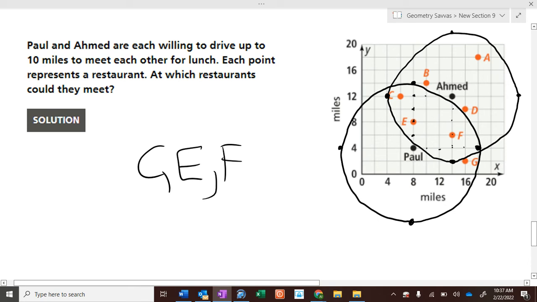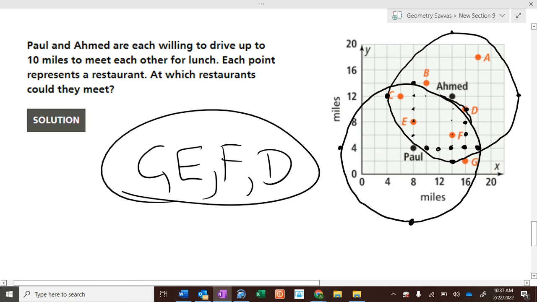Now, D might be within 10 miles. So to check, we go 1, 2, 3, 4, 5, 6, 7, 8. 1, 2, 3, 4, 5, 6. What's 8 squared plus 6 squared? It's 64 plus 36, which is 100. Square root of 100 is 10. Yep, D is right at that 10-mile radius. Okay, B is not because it's straight off of here. And so B would be just slightly over 10 miles. But D would work too. These are the 4 restaurants they could meet at.